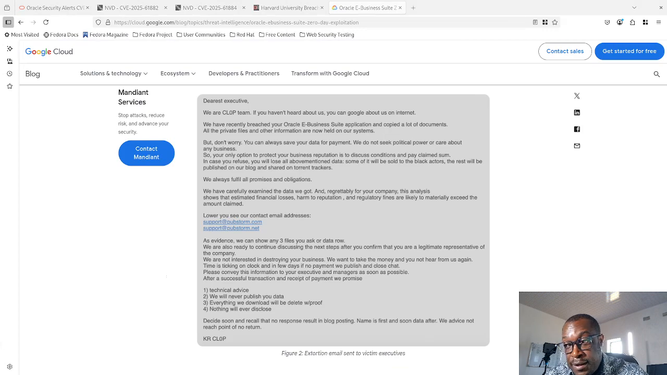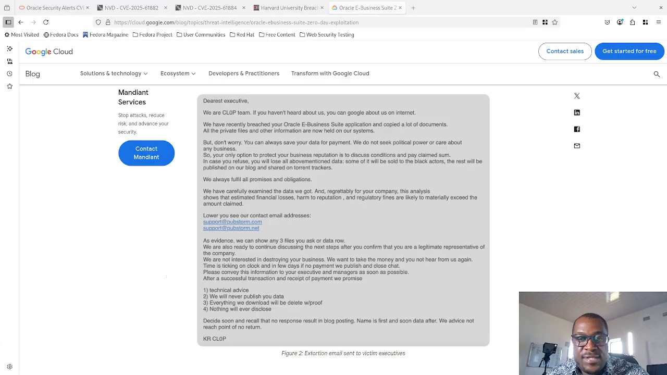This is one of the emails that was written by the Cloak ransomware group in trying to solicit the extortion campaign, which involved months of intrusion and active targeting of EBS customer environments. The actors exploited what is believed to have been the published zero-day CVE, and Oracle confirmed that indeed these attacks were linked to the published vulnerability.